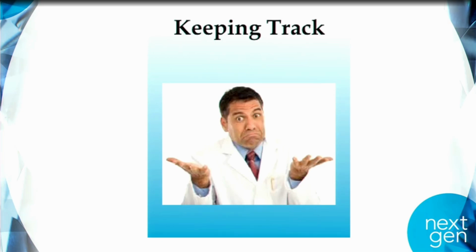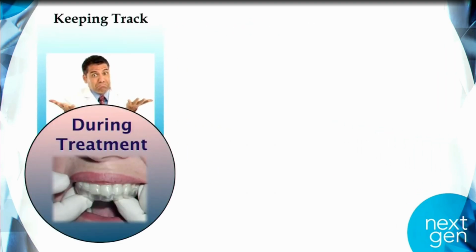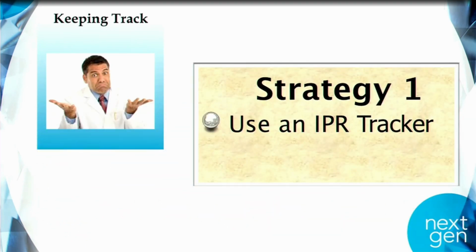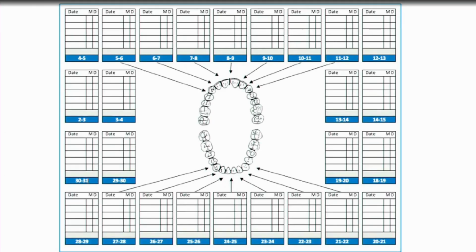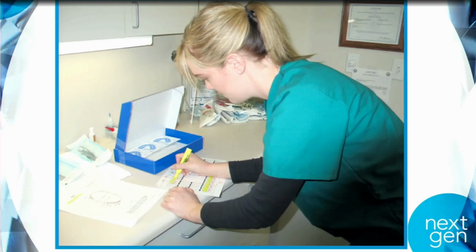Keeping track. Let me give you some suggestions for keeping track. First of all, this is during treatment. This is not during the ClinCheck editing. This is during treatment. So strategy one is to use an IPR tracker. I've included one in the back of your little packet there so you can see what it looks like, and they did me the courtesy of printing it up in color, so you can print it up in color on your printer if you want to. I basically redesigned something that was available through Align years ago, and I just improved it so that it worked better for me.